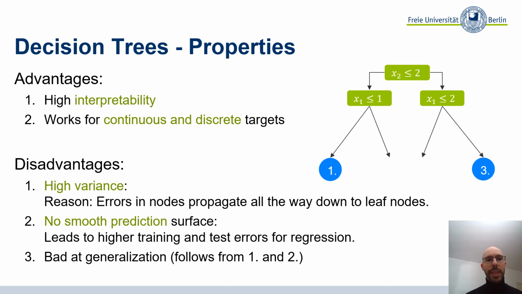And the second advantage that we talked about is that we can use decision trees both for continuous and discrete labels, so for regression and for classification problems. This is obvious because you can just use regression trees or classification trees depending on your problem. But there are also a couple of disadvantages, the most notable being that decision trees usually have a high variance. The reason for this is that errors in inner nodes propagate all the way down to leaf nodes.